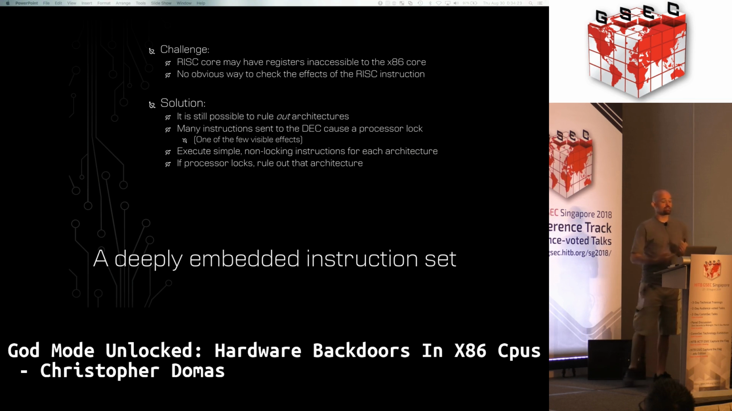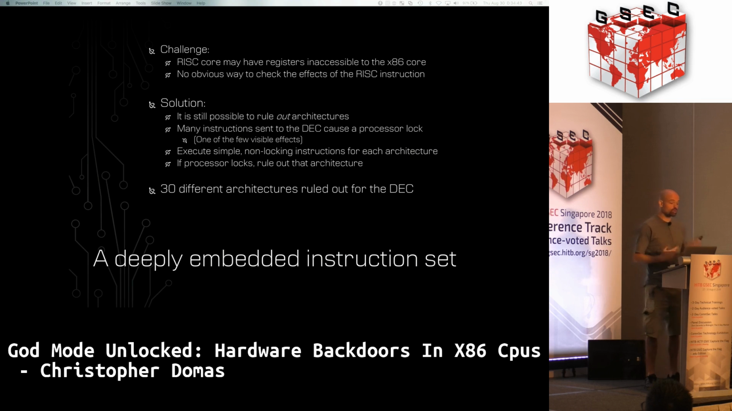So basically, what I could do then is just execute really simple non-locking instructions for each architecture. So like add 1 to R0 for ARM. And then when I execute that on the RISC core, if I observe that the system is locked, I can sort of infer that, well, that must not have been an ARM core if add 1 to R0 corrupted the system. So using that approach, I ruled out 30 different possible architectures.